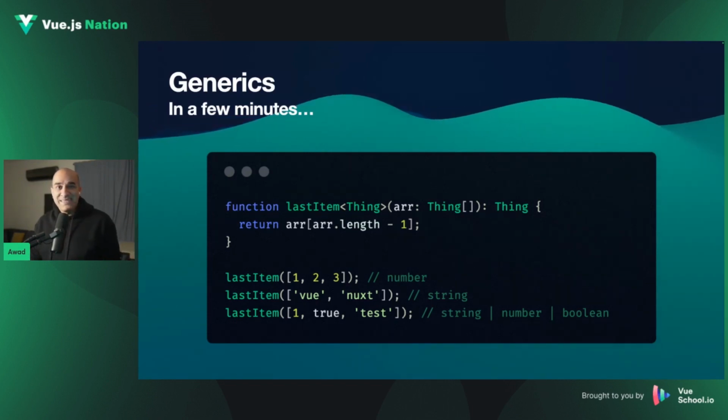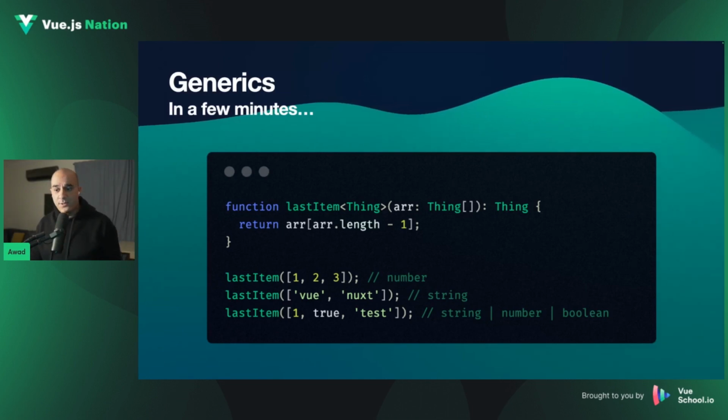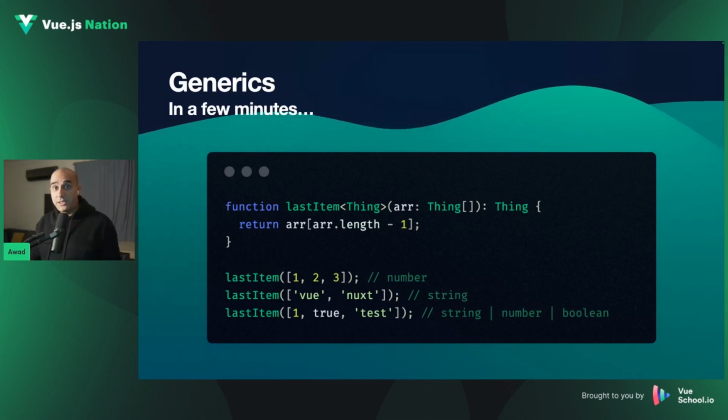That means it needs to have a dynamic type, right? Because you can pass it an array of strings, and the last item should be a string, or an array of numbers, and the last item should be a number. And if the array has mixed types, then the return type should be a union of all these types. You can't really do this without dynamic types, and generics are the way to do that.